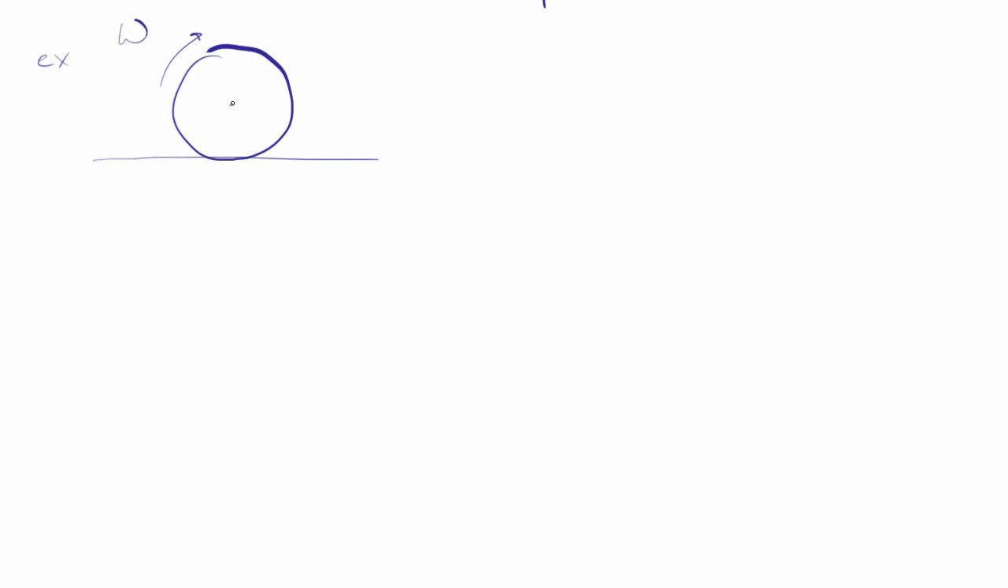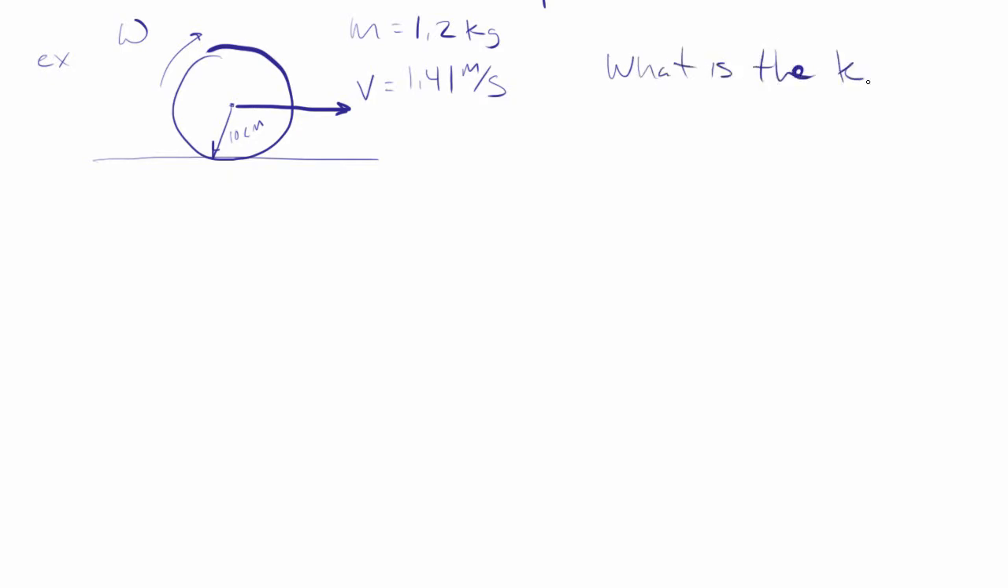So you have a ball, radius 10 centimeters, and it's rolling and has a speed of 1.41 meters per second and a mass of 1.2 kilograms. Actually, this is a disk, not a ball. So it's not a sphere, it's a disk, it's flat. So I want to ask the question, what is the kinetic energy of the disk?